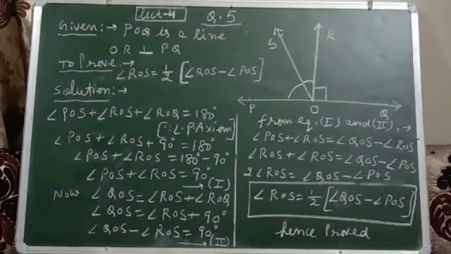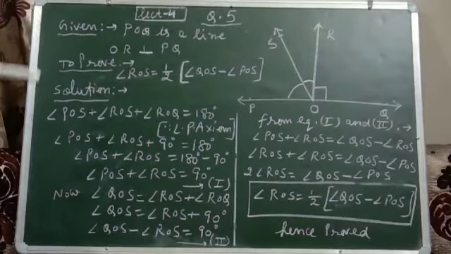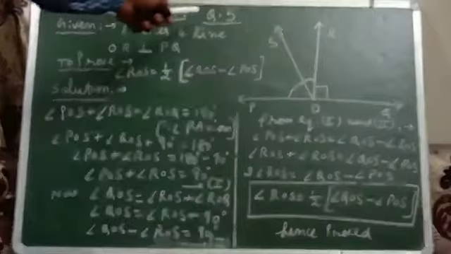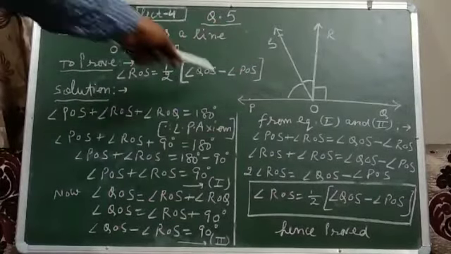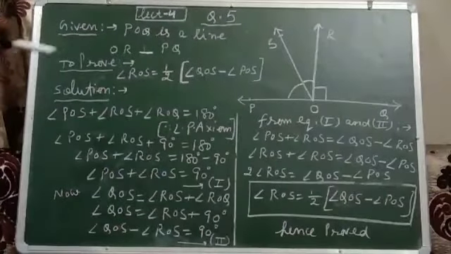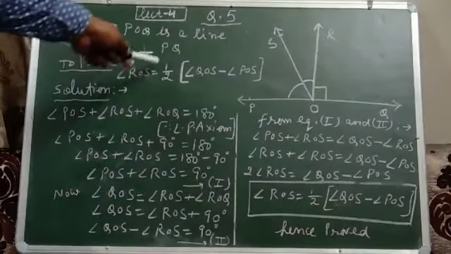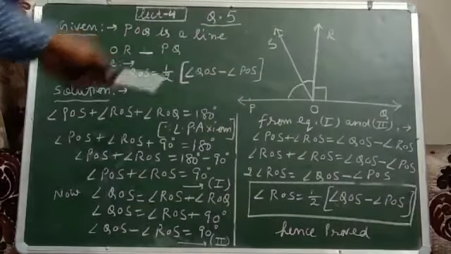So already we studied the basics of the first exercise. Generally we use the linear pair axiom or vertically opposite angles. So let us see in question number 5 how this result will be used. In question 5, this figure is given. Here POQ is a line, and this angle is 90 degrees. We want to prove angle ROS is half of the bracket angle QOS minus POS. This we want to prove.